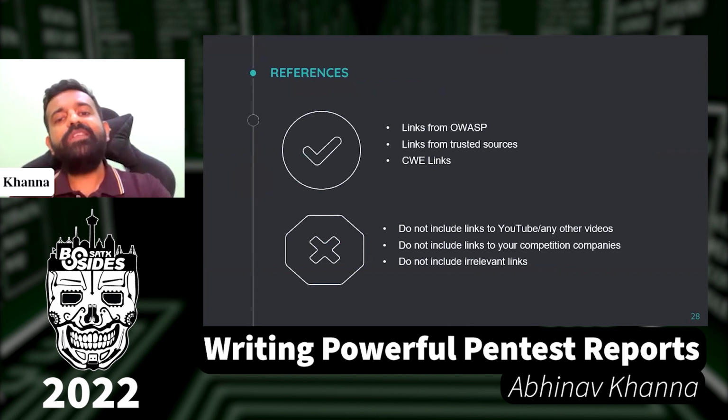Now, when it comes to references, we can use references from OWASP, we can use references from CWE links, or we can use some from any trusted resources, things like PortSwigger and Netsparker. We can use them here. The reason that I mentioned previously that we should avoid PortSwigger's definitions in our description as well, is because we would be giving the references here.